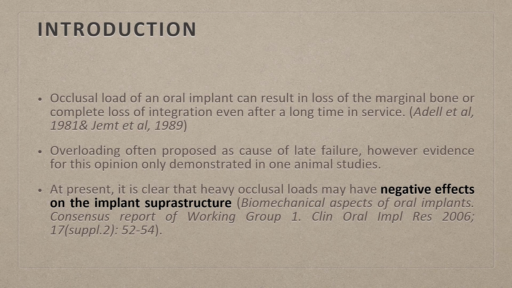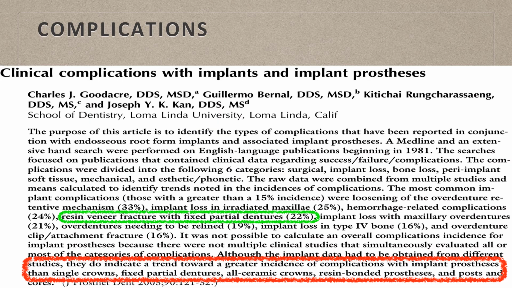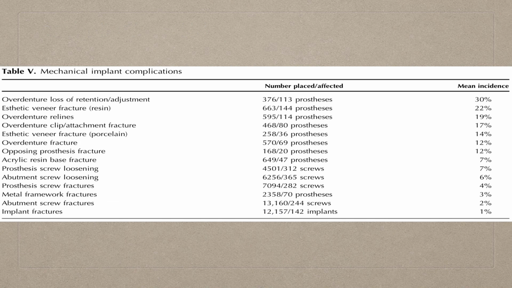implant prostheses. This systematic review discussed the clinical complications which were associated with implants and implant prostheses. The authors have suggested that the implant prostheses have more mechanical complications than conventional prostheses. This table shows the mechanical complications of implant prostheses. There were a lot of mechanical complications stated in this table that might be due to overloading, such as veneer fracture, overdenture fracture, opposing prostheses fracture, screw loosening and so on.